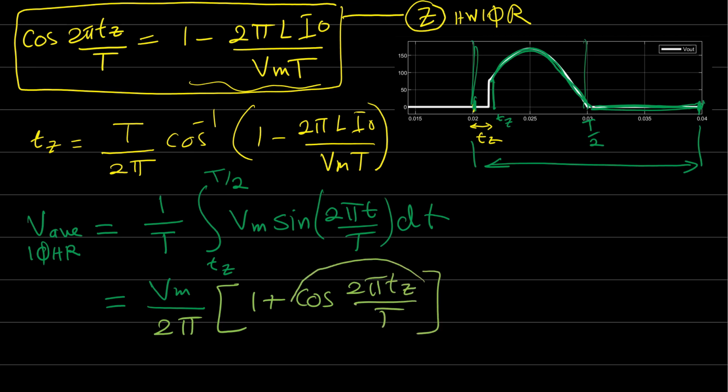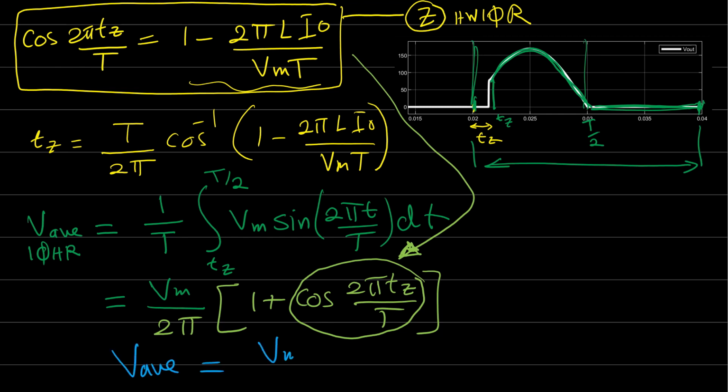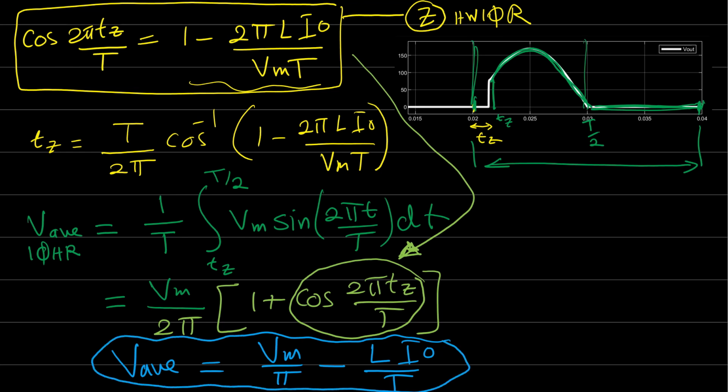We can take this cosine value from this equation and substitute it here. So at the end you'll get that the average value for this half wave single phase rectifier is equal to V maximum over pi minus L I out over T. And this is the average value for the single phase half wave rectifier.